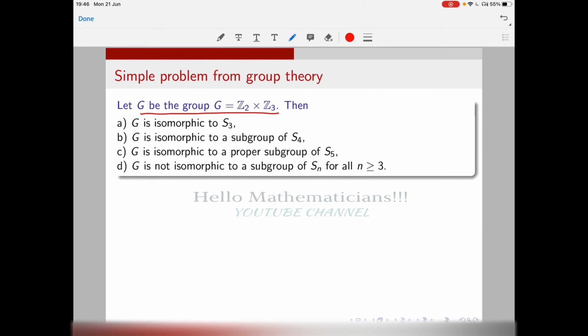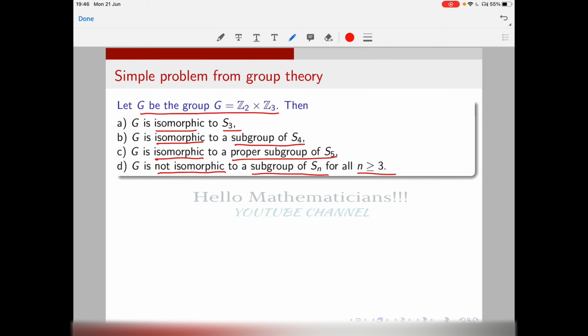Okay, then the options are: G is isomorphic to S3. G is isomorphic to a subgroup of S4. G is isomorphic to a proper subgroup of S5. G is not isomorphic to a subgroup of Sn for all n greater than or equal to 3. Okay, so this is the question.